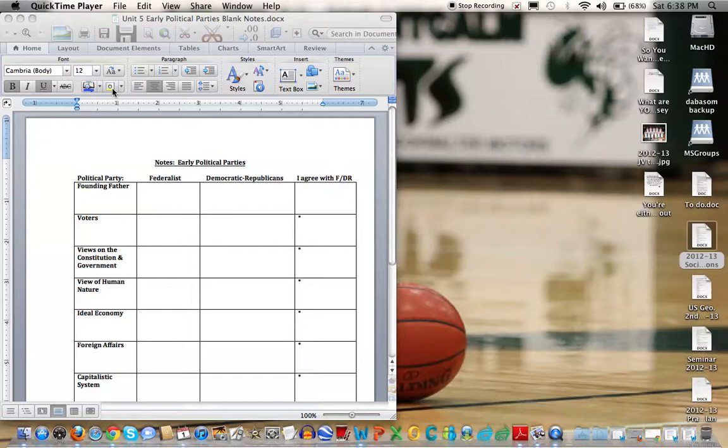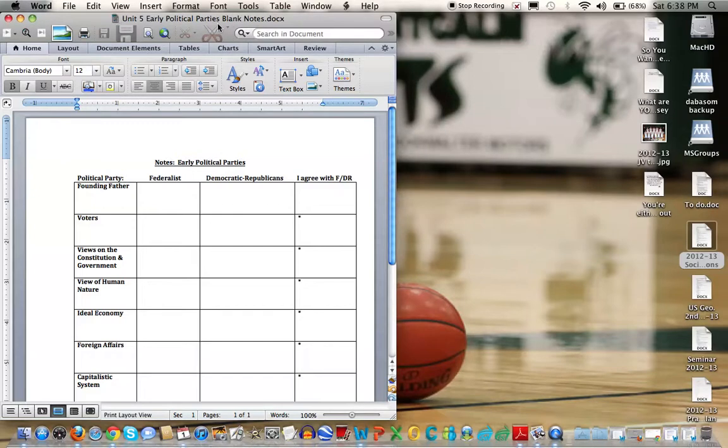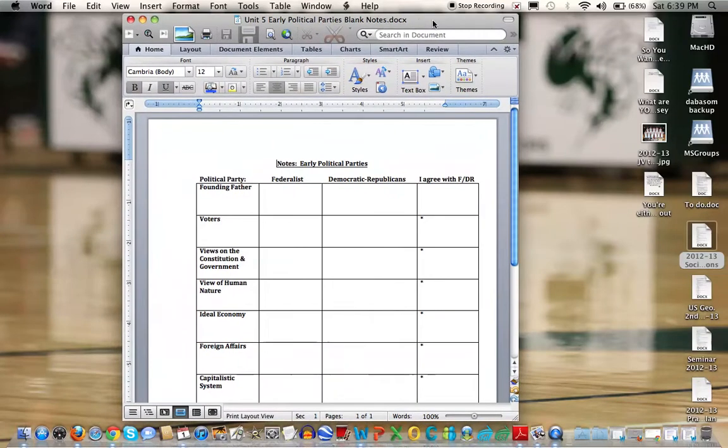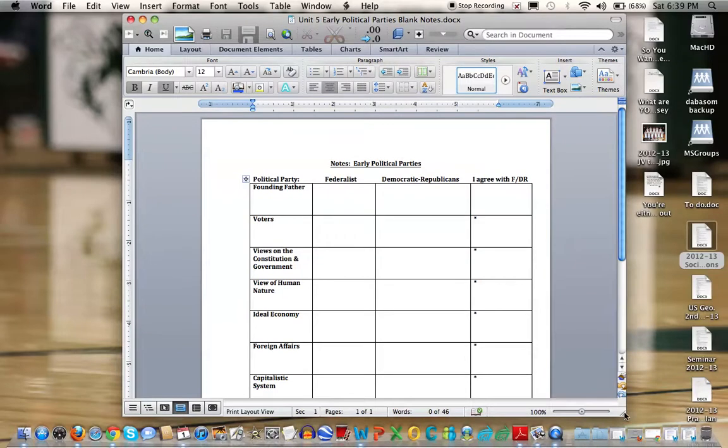Okay, we're going to begin today with some notes on early political parties here in United States history. Please be sure that you open your Unit 5 Early Political Parties blank notes, and I'm going to be helping you fill these out today. Again, this is not a long unit.